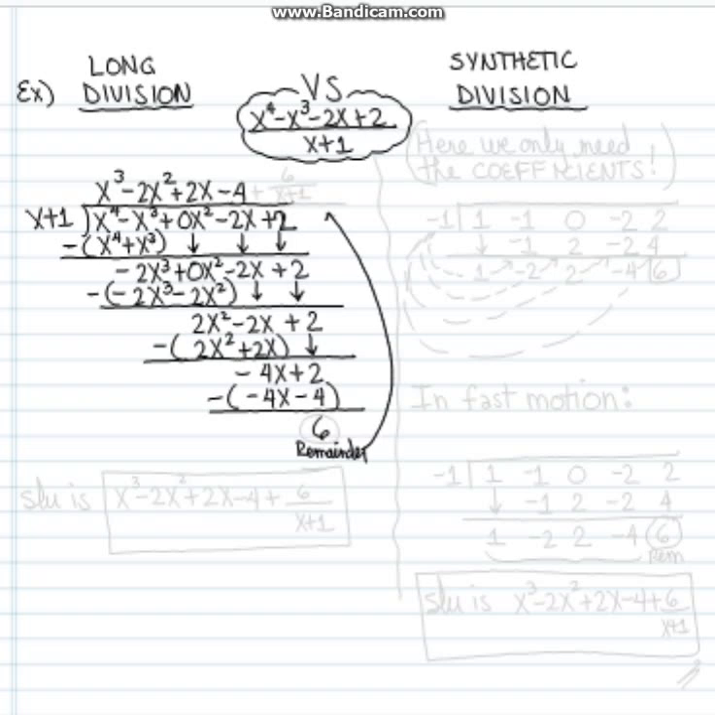So how do we write our answer? We bring that up on top, plus the 6 divided by the divisor, x plus 1. Here's the solution. It's across the top, x cubed minus 2x squared plus 2x minus 4 plus 6 over x plus 1.